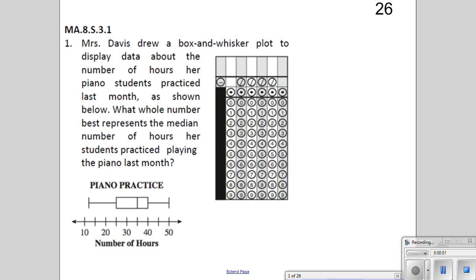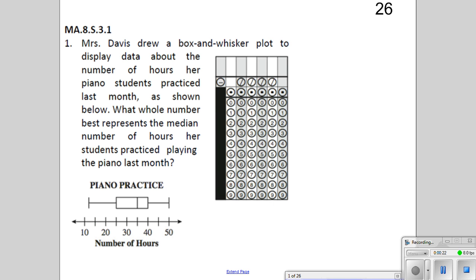Okay, so let's move through the week 6 problems now. Number 1 says Ms. Davis drew a box and whisker plot to display data about the number of hours her piano students practiced last month, as shown below. What whole number best represents the median number of hours her students practiced playing the piano last month?